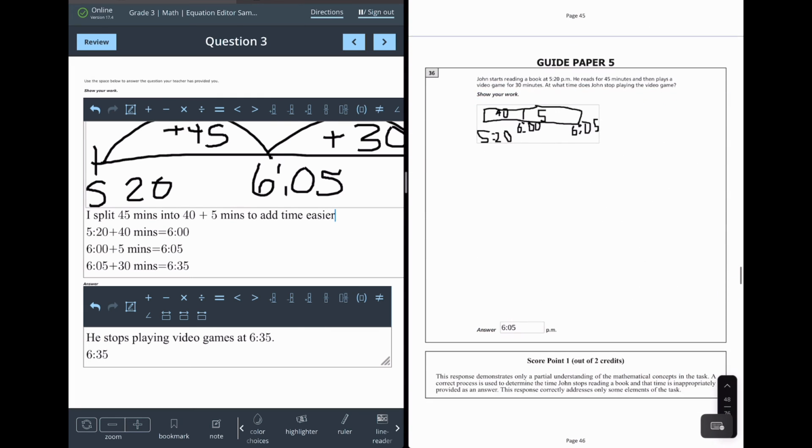And here's another kid who tried adding. He split the 45 minutes to get to 6 o'clock, but he didn't do the second set. He didn't add another 30. So hit pause so you can jot this down and check your work. Did you get to 6:35? And for you to practice, how would you show your work in this equation editor?